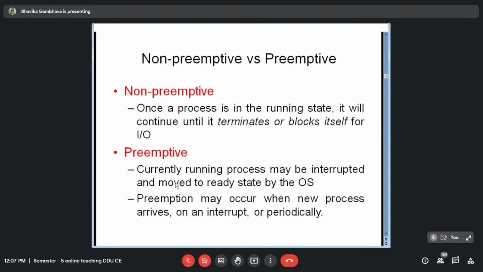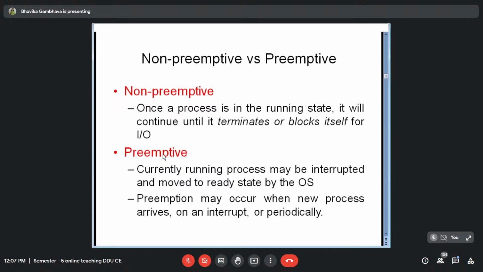So in case of the non-preemptive approach, once the process is running, it will continue until it terminates. Until it terminates means until it is completed, or it blocks itself. Like it wants input or output, and if input or output is not available at the moment, or for some other reason it is blocking itself, then only it will go out of the execution state. Otherwise, it will be in the running mode only. That is known as the non-preemptive approach.